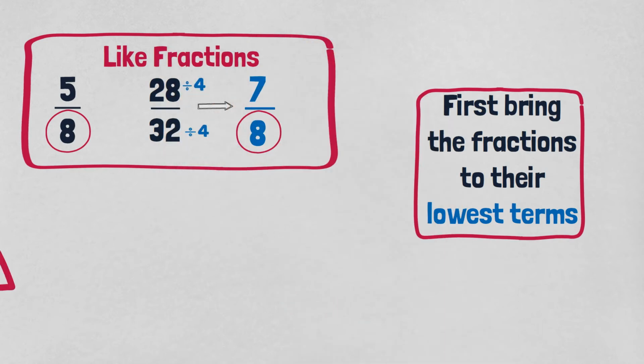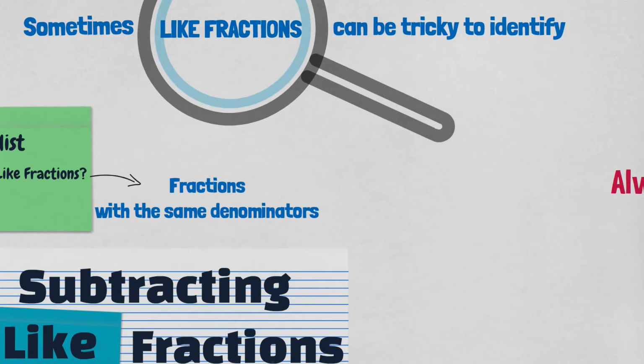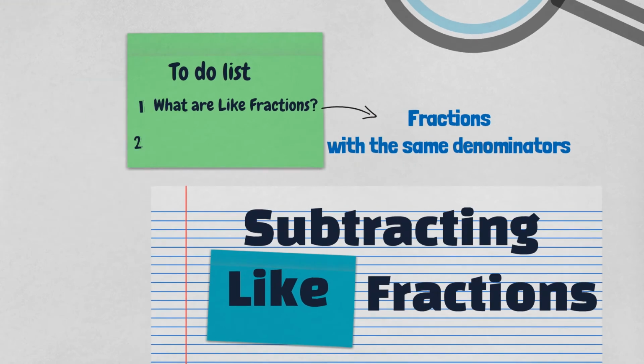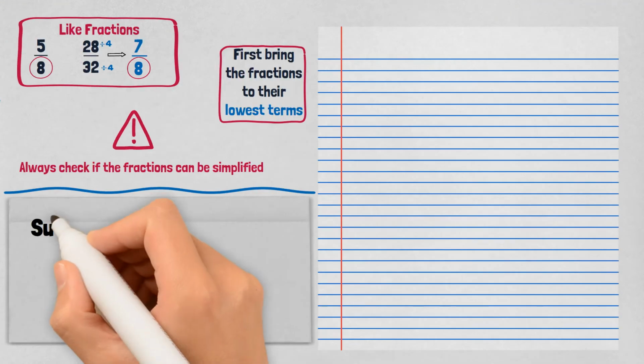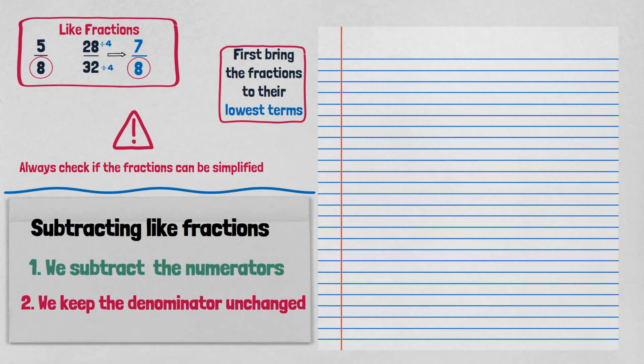The point here is to always bring the fractions to their lowest terms before proceeding with any mathematical operations. Now that we know what like fractions are, let's learn how to subtract them. Subtracting like fractions is easy. We simply subtract the numerators over the same denominator, which doesn't change.